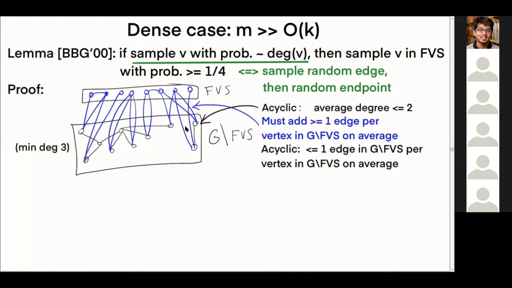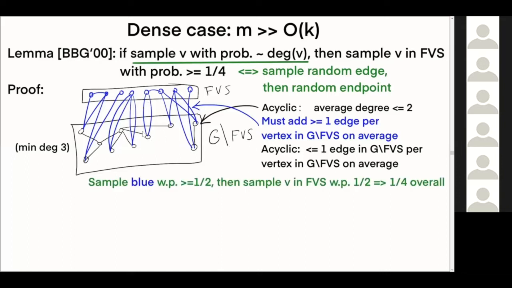Well, again, we want to compare these blue edges to black edges. These black edges are bad because if we sample a black edge, then both endpoints are not in the FES. So we want to bound the number of blue edges versus the number of black edges. But we can do that because the graph G minus FES is acyclic. So on average, there's almost one black edge per vertex in this graph because it's acyclic. But we also know that there's at least one blue edge for each vertex in G minus FES. So that means that there are at least as many blue edges as black edges. So we sample a blue edge with probability at least 1/2.